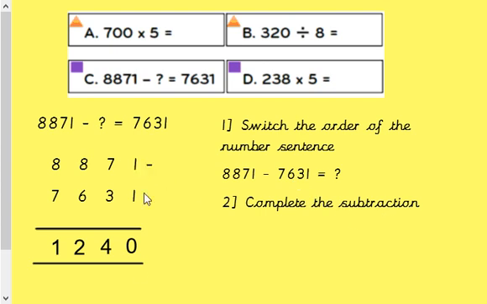So 1 take 1 is 0, 7 take 3 is 4, 8 take 6 is 2, and 8 take 7 is 1, which leaves us with our answer of 1,240. I do love these subtraction sums where we don't have to do any exchanging.